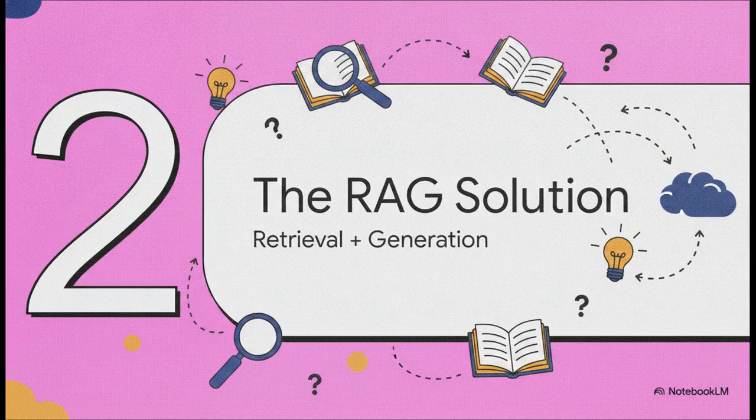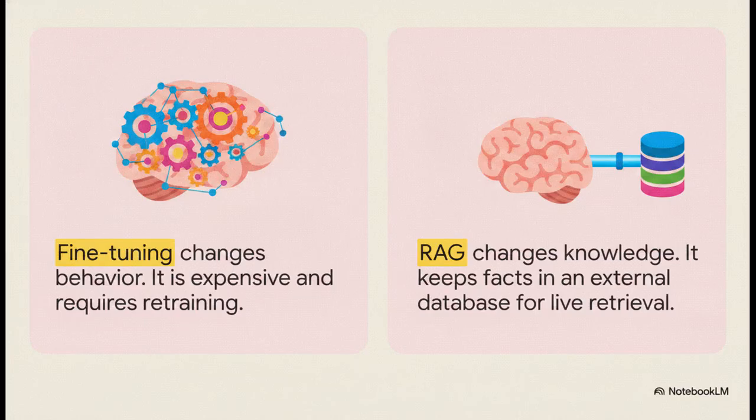And that brings us to Section 2, the RAG solution, or Retrieval-Augmented Generation. The best way to think about traditional AI is like a student trying to take a massive final exam purely from memory. RAG, on the other hand, is like giving that student an open book test. Instead of forcing the AI to just memorize everything during its initial training, we allow it to look up the exact correct information just seconds before it answers you.